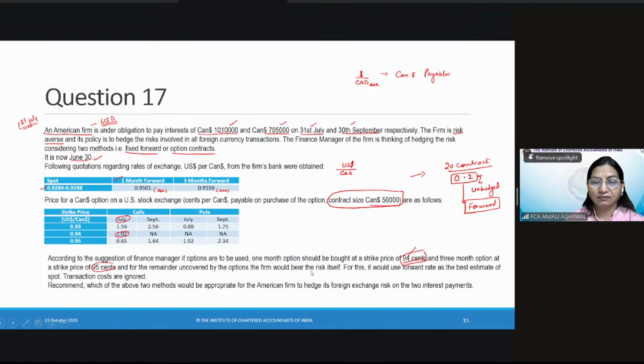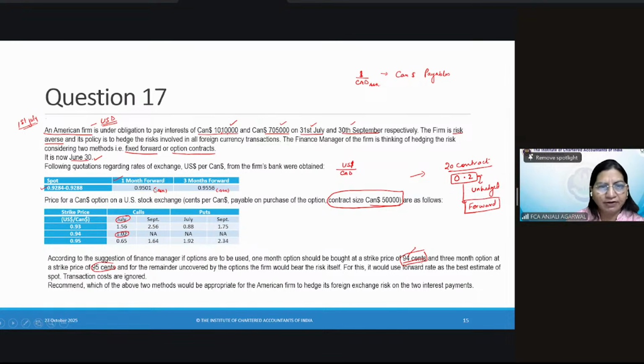Ma'am, for the strike prices 94 and 95 given, we will first calculate on the basis of the 1 month forward and spot rate covered. Then we will differentiate with 94 and 95. Come again, please. I just want to say that as per the finance manager, it's 94 cents for 1 month and 95 cents for 3 months. First, we will calculate using the 1 month and 3 month forward rates as given, and then we will compare with the 94 and 95. Or we will take directly 94 or 95.